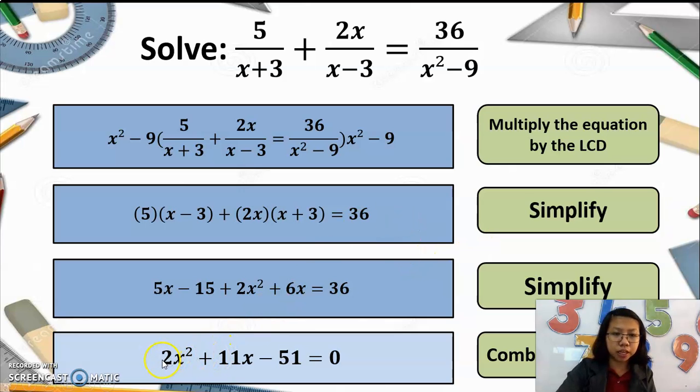Next is to combine like terms and arrange from the highest exponent to the lowest exponent. We will have 2x squared plus 5x plus 6x, which is plus 11x. And then negative 15 plus negative 36, after transposing 36 to the left side of the equation, so negative 15 plus negative 36 will be negative 51. As you can see, we already have a quadratic equation, a one-liner quadratic equation.